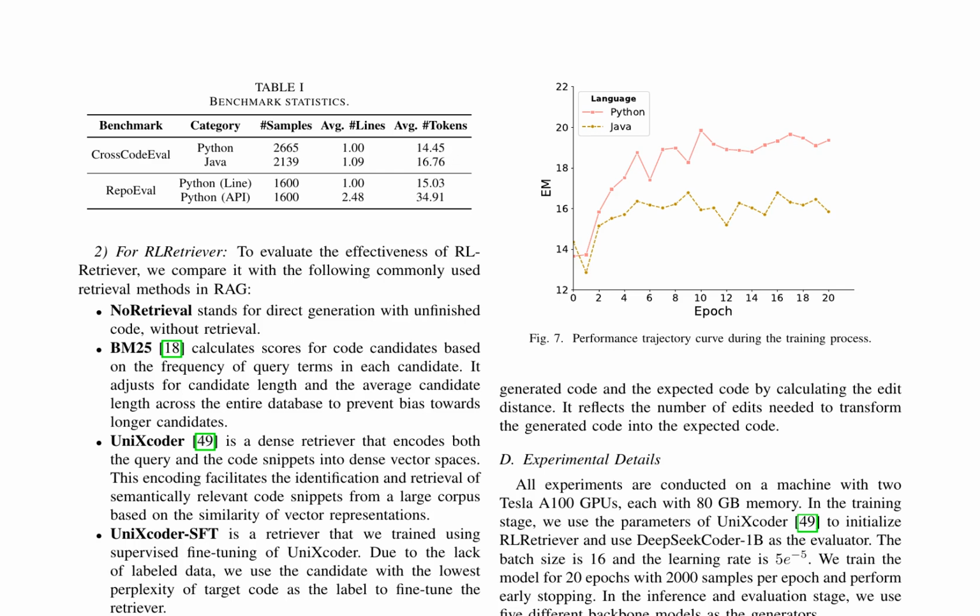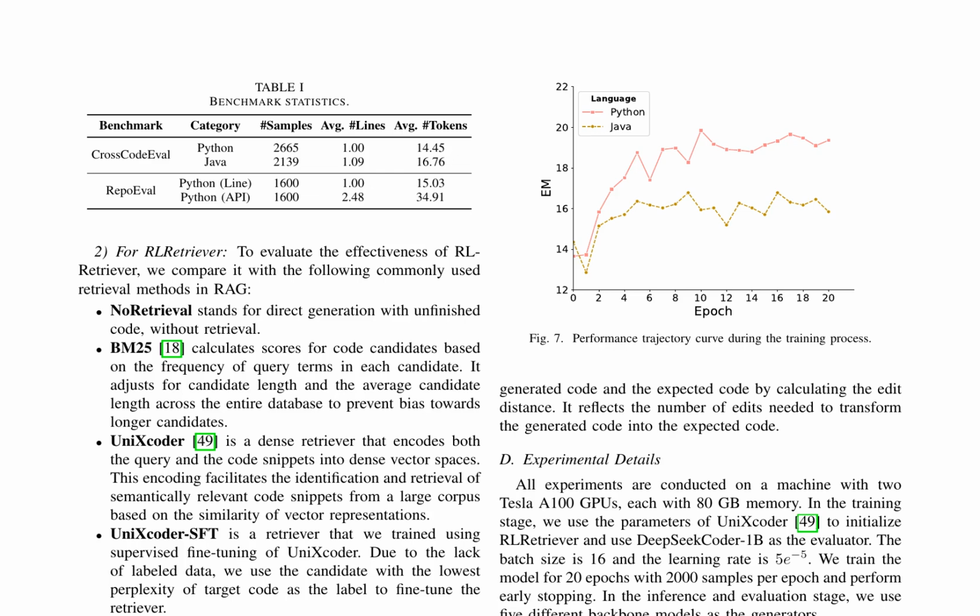The proposed RLCoder approach is evaluated on widely used benchmarks for code completion, including CrossCodeEval and RepoEval. The benchmarks consist of Python and Java parts, with statistics shown in Table I. The evaluation metrics used are exact match, EM, and edit similarity, ES, which assess the precision of code completion and the similarity between generated and expected code, respectively.